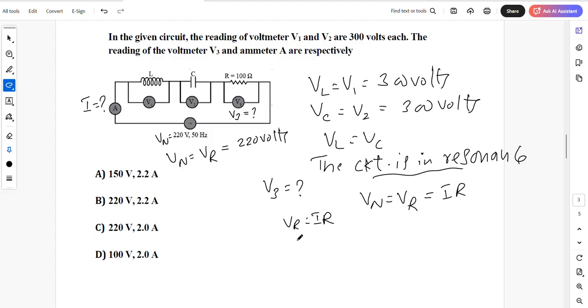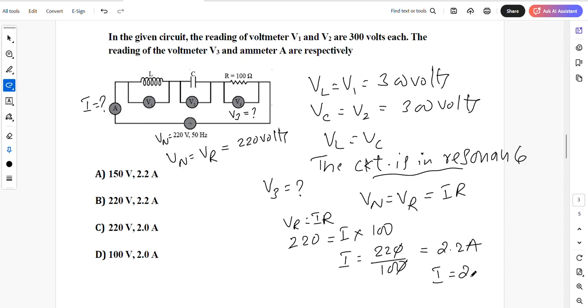VR is nothing but 220. That is equal to I, which we do not know, into R, which is 100 ohm. So I is equal to 220 by 100. The zero gets cancelled, 22 by 10 is 2.2 amperes. Therefore, from here I is equal to 2.2 amperes.